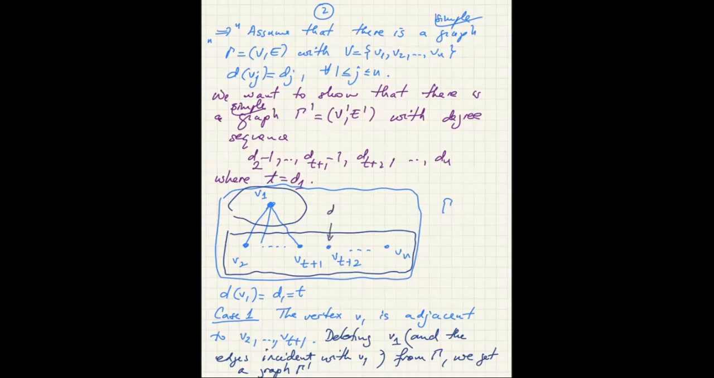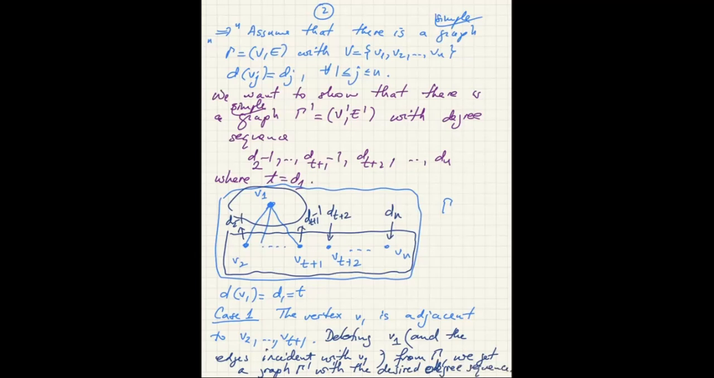Well, for these vertices at the end, the degrees don't change because nothing has changed there. So the degrees are still d_{t+2} all the way up to d_n. And what about the other ones? Well, the degree of vertex v2 will drop by 1, so it will be d2 minus 1, and so on. The degree of v_{t+1} will drop by 1. So this graph will have exactly the degree sequence that we want here. And so we are done in this case. We get the graph gamma prime with the desired degree sequence.